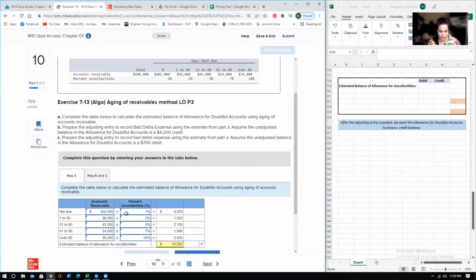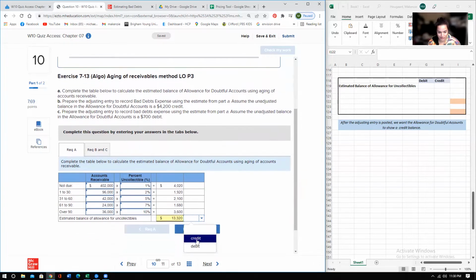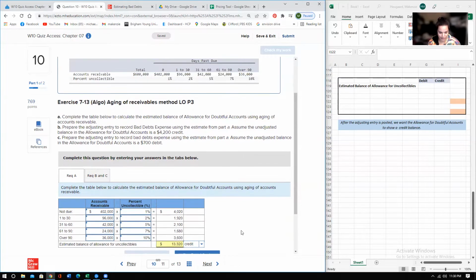And then, so multiply those numbers together, and it came out to these totals, which added up to make the estimated balance of allowance for uncollectibles $13,320. And then you want to put in here that it's a credit, because this account for allowance for uncollectibles is a contra asset account, so it has a normal credit balance. So then up here, I'm just going to put this answer right here, 13,320 credit. And that will help us with our next parts.